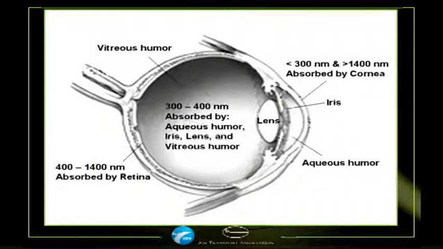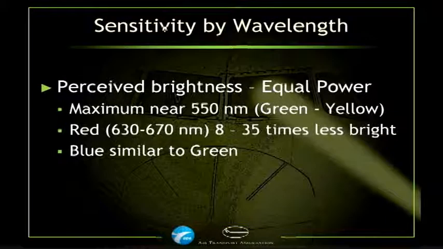And here's a visual representation of the same thing. You can see that the UV light is absorbed prior to it being hit by the retina. But the retina gets not only the visible light, but also the infrared. And there's different sensitivities to wavelength.